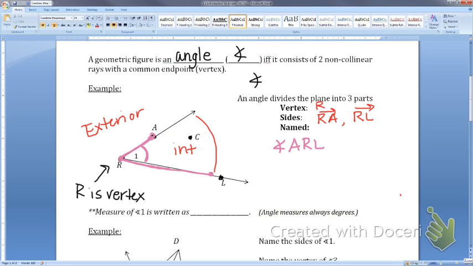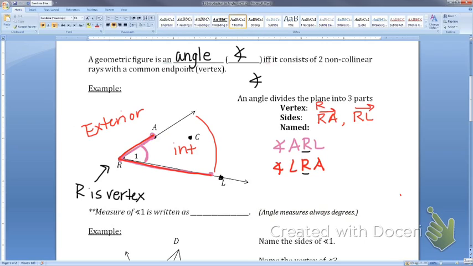Another way you could say it is you could say angle LRA. You could go the other way, L to R to A. But notice each time R is in the middle, and that should always happen. Your vertex should always be in the middle of the two sides.